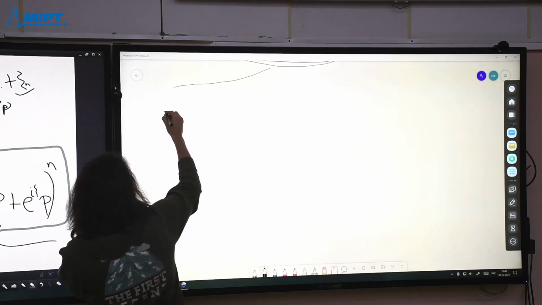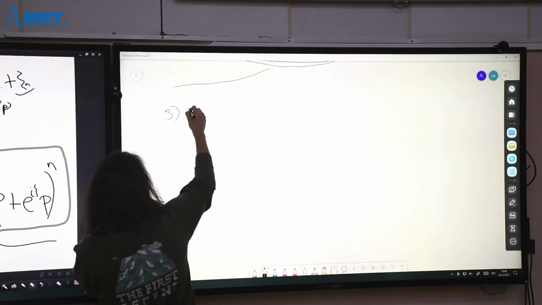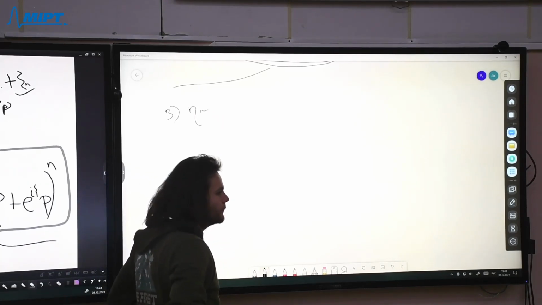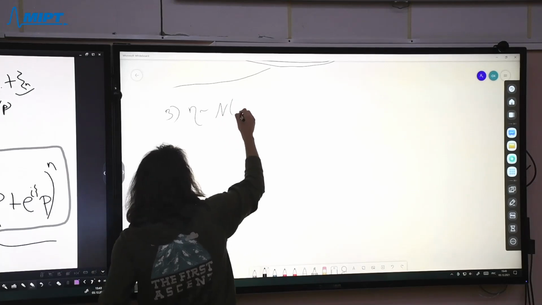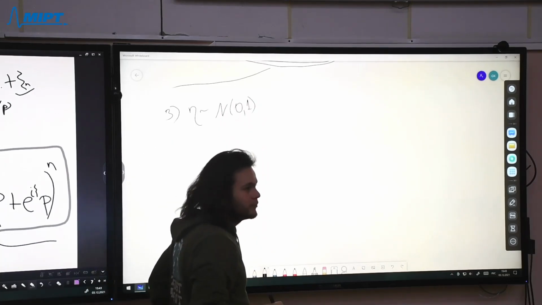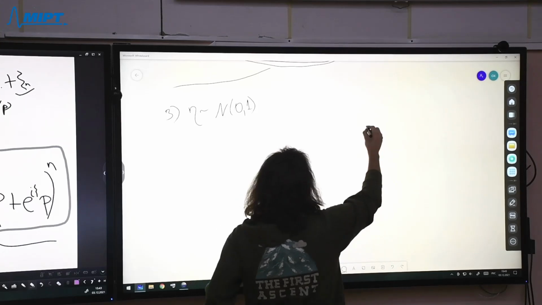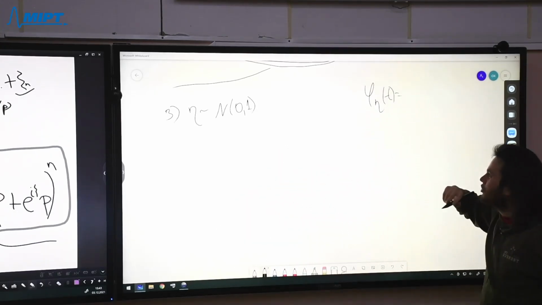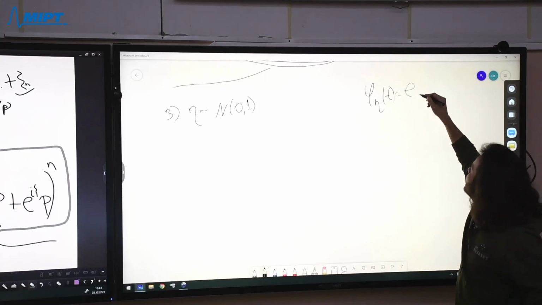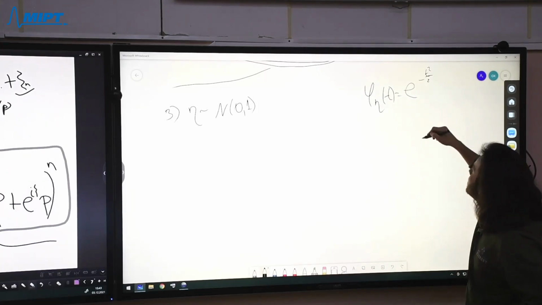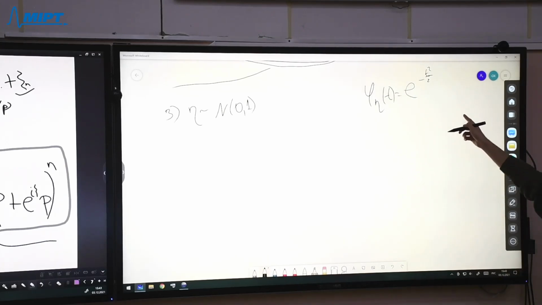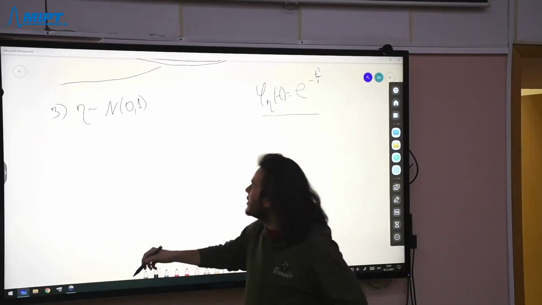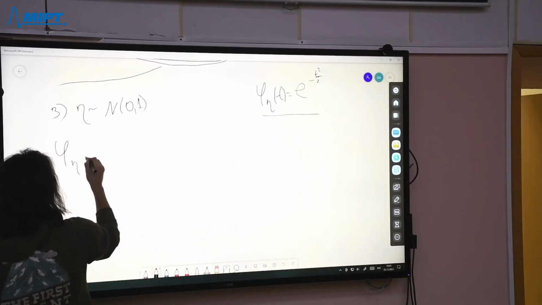So let's say, number 3, that theta has normal distribution with parameters 0 and 1, right? And today we use the following. We use that the characteristic function of eta should be e to the minus t squared over 2, right? Because this is the function that we obtained, so we should get this right now. So how do we obtain this? Again, this is the characteristic function of eta in t.